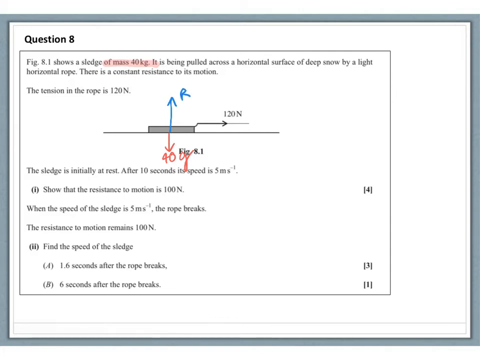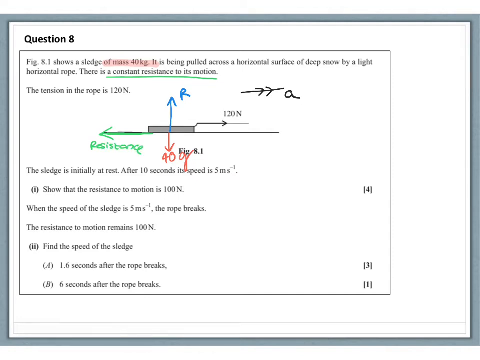There must be a normal reaction of the ground pushing up on the sledge, which we'll call R, vertically upwards. Now, there is a light horizontal rope, which has a force of 120 newtons marked on the diagram, and there is a constant resistance to the motion. Now, think about resistance and friction. They oppose the direction of the motion or the intended direction of the motion. The 120 newtons is attempting to move the block to the right, which means the friction must be opposing that movement, in this direction, the resistance, like so.